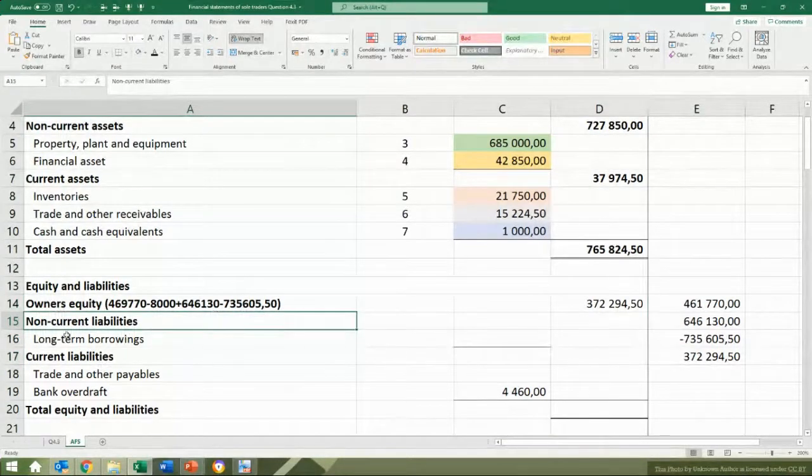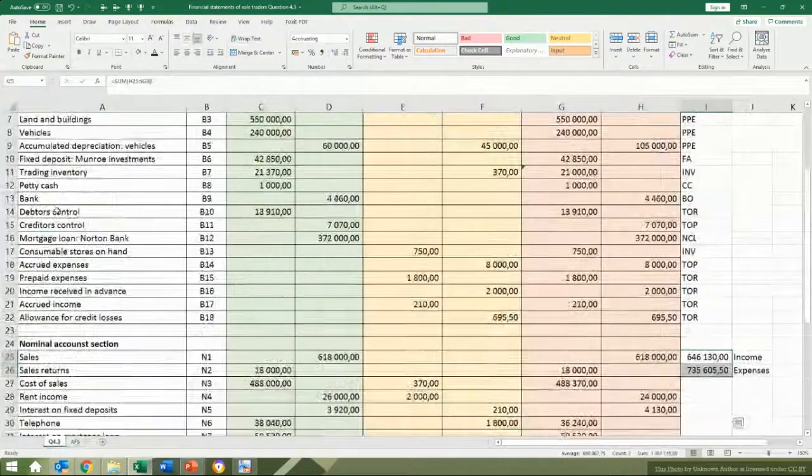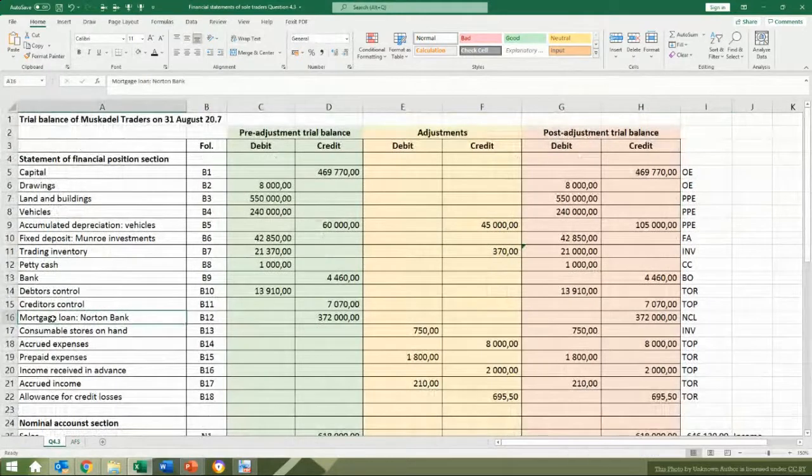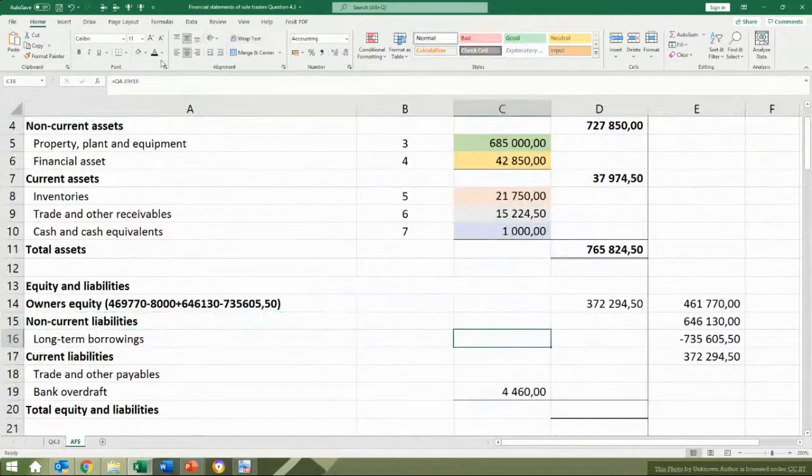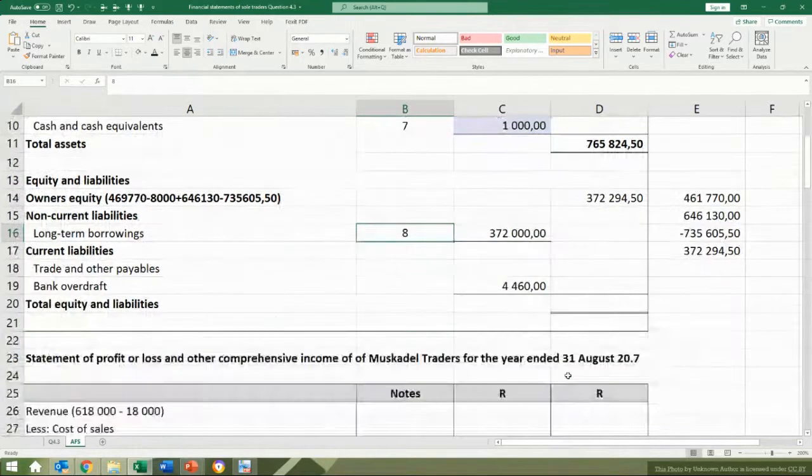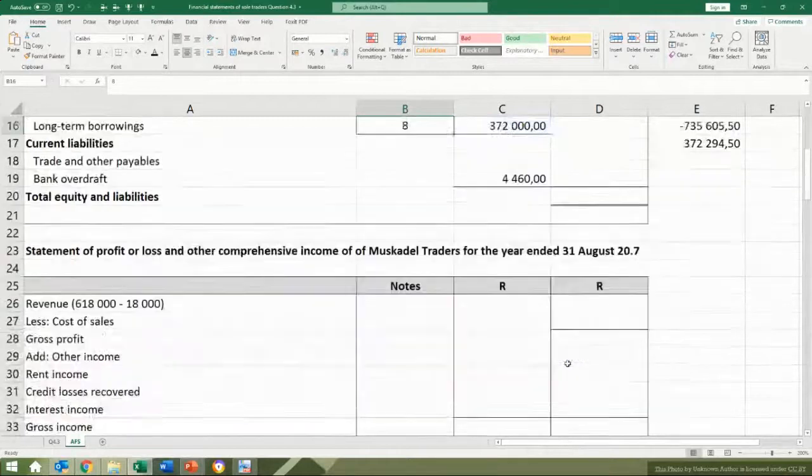Then the non-current liabilities we said is the long-term borrowing. So if we look at this list here, we've only got one, which is the mortgage loan of 372,000. So we show 372,000 and we show note disclosure. Now, normally the note disclosure would only be for items that have multiple amounts in them, but for your purposes, you have to do a note for everything at the moment in these questions.